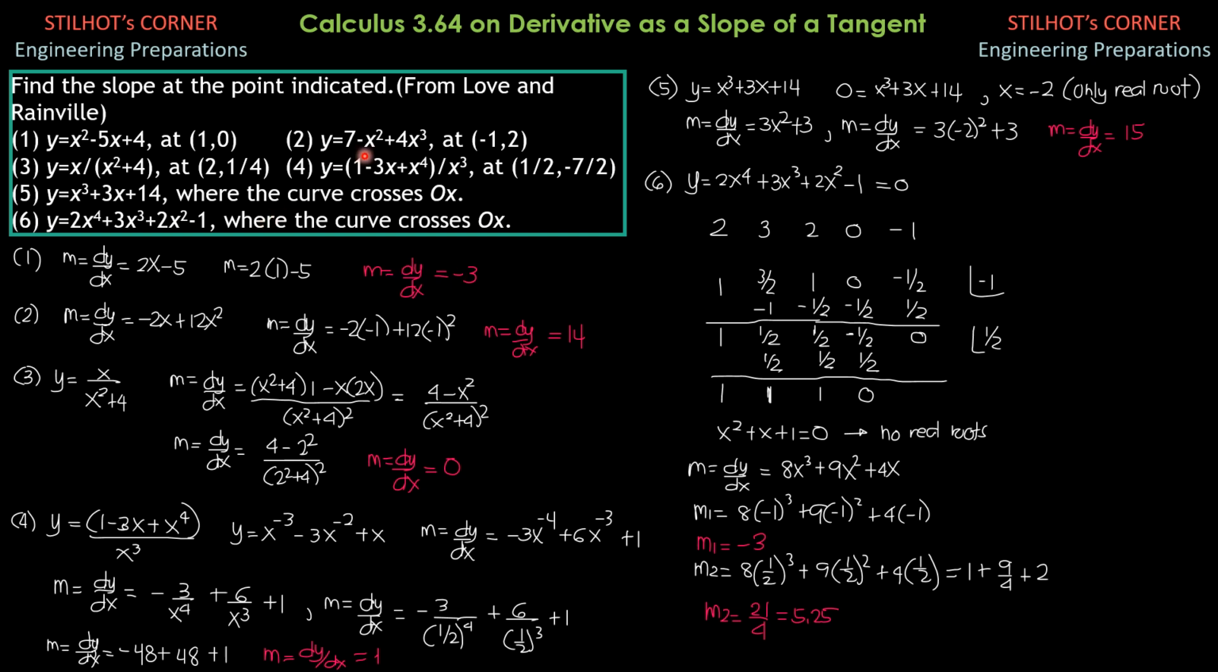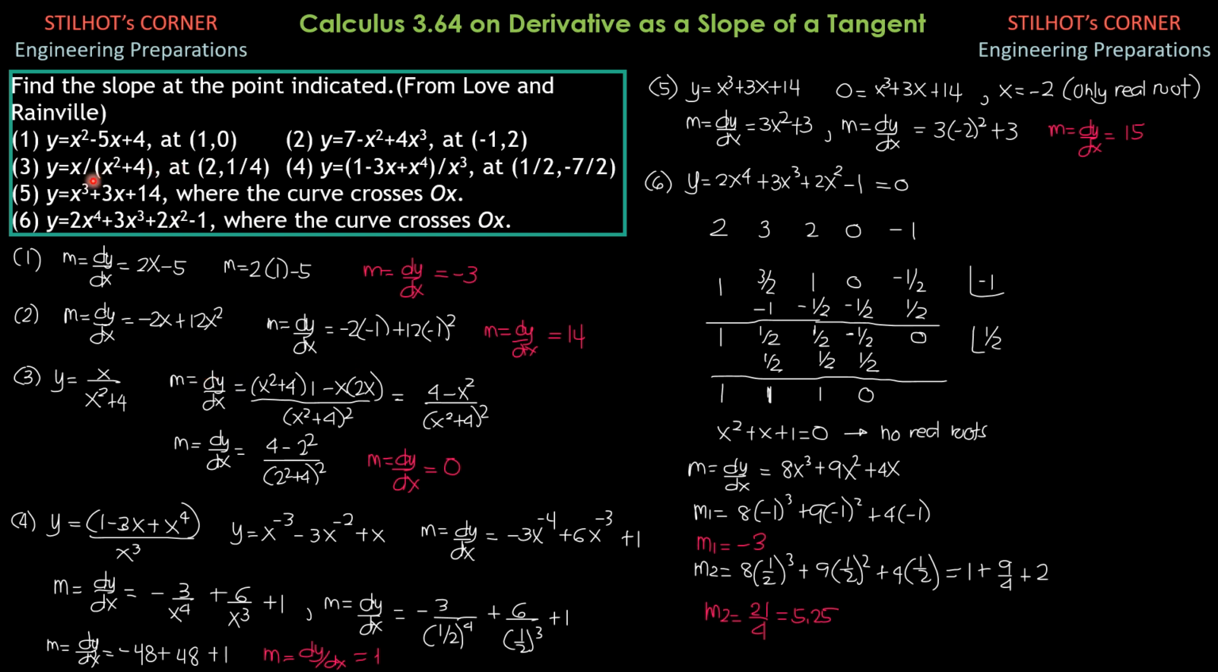Problem 2, y equals 7 minus x squared plus 4x cubed at the point (-1, 2). So dy/dx, the slope, is negative 2x plus 4 times 3, 12x squared. So the slope expression, or the derivative of y with respect to x, is negative 2x plus 12x squared. Substituting x equals negative 1, the slope dy/dx is negative 2 times negative 1, which is positive 2, plus 12 times negative 1 squared, which is positive 12. So 2 plus 12 is 14. So the slope is 14.